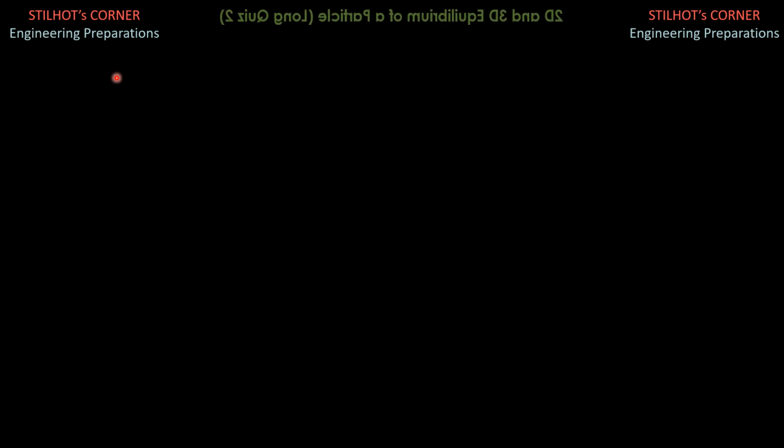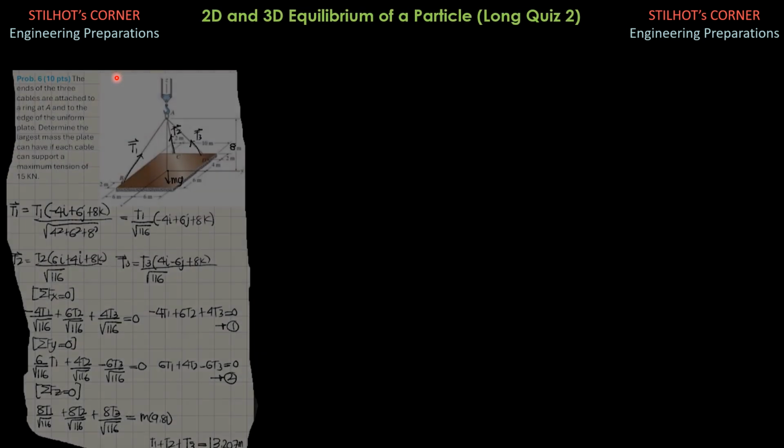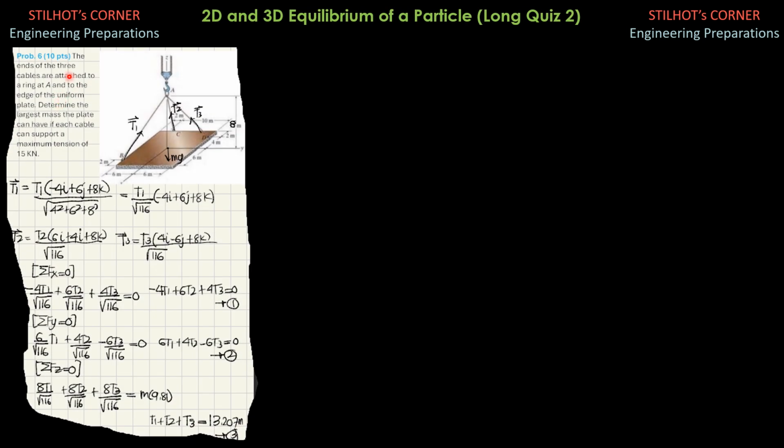So next, problem 6, 2 more. The ends of the 3 cables are attached to a ring at A, here, and to the edge of the uniform plate. So the plate is 12 meters by 12 meters as shown.